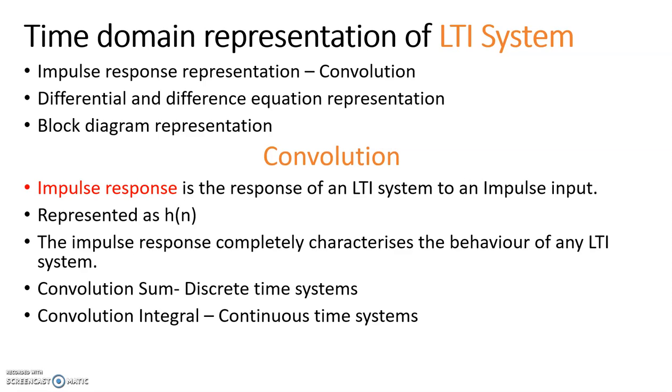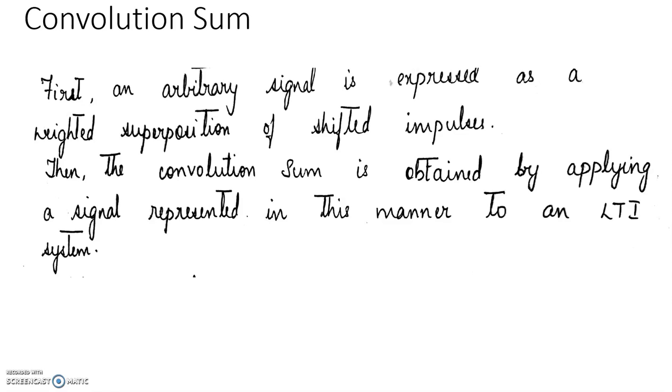Convolution when applied to discrete time systems is called convolution sum, and when applied to continuous time systems it's called convolution integral. So let's derive the equation for convolution sum. What we do in convolution sum is, first of all, we try to represent the input as a weighted superposition of shifted impulses. So what does this mean?